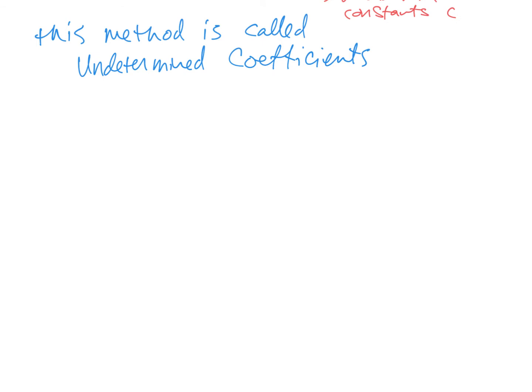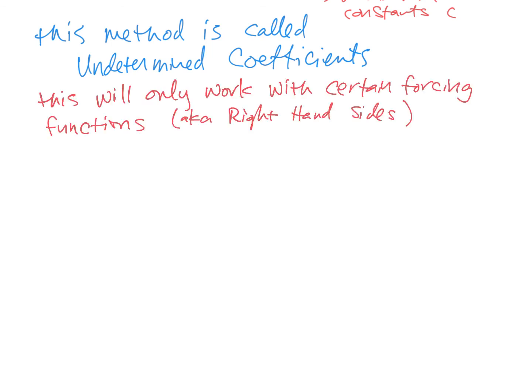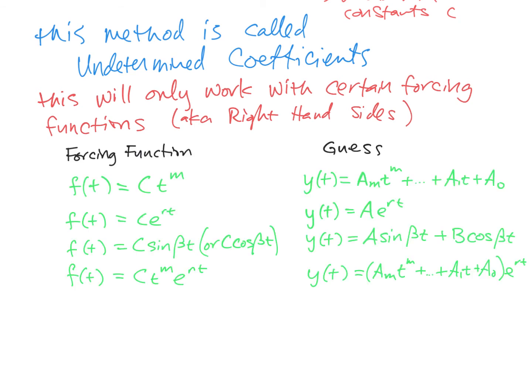And so the problem here is that this will only work with certain forcing functions. But there are a few that it works with, and they're pretty common ones, especially since the book chooses to give you ones that the method that you learn will work with. So here's a little table about which forcing functions, which right-hand sides, you make what kind of guess with. Here we go. We've already seen an example of this first one.